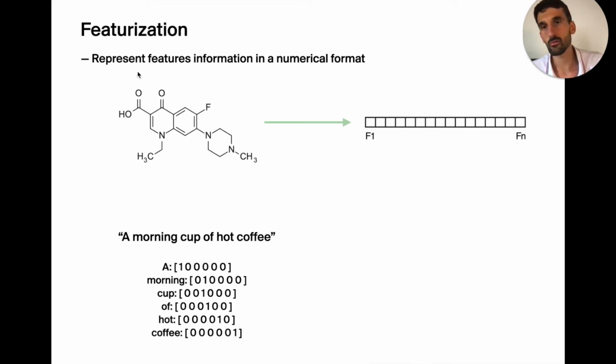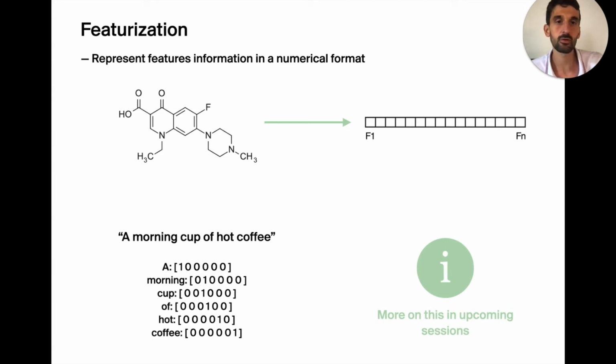This can be done, of course, not only for molecules, but for any kind of input that we might think of. It can be images, it can be text. Here I'm converting this sentence into a format that the computer understands, in this case a binary format. Okay? Don't panic, I know this sounds abstract, I know this sounds difficult, but we will really dig into it in upcoming sessions. We will explore how we can featurize for record linkage in upcoming sessions.